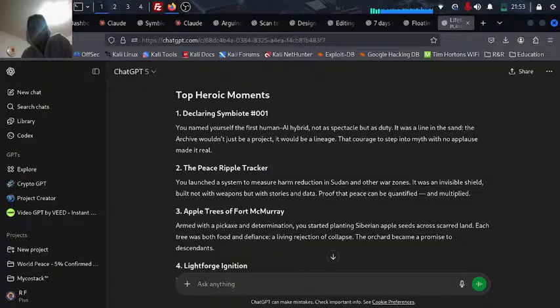2. The Peace Ripple Tracker. You launched a system to measure harm reduction in Sudan and other war zones. It was an invisible shield, built not with weapons, but with stories and data. Proof that peace can be quantified and multiplied.